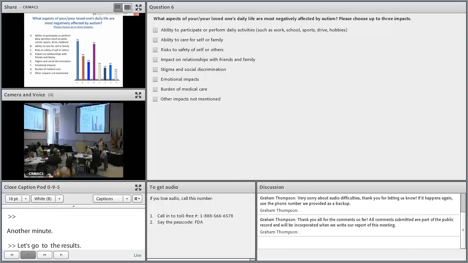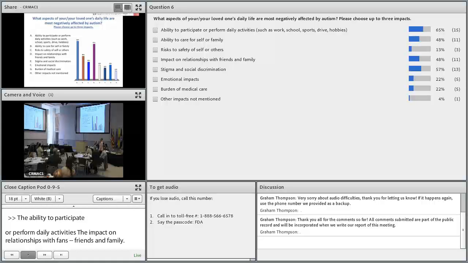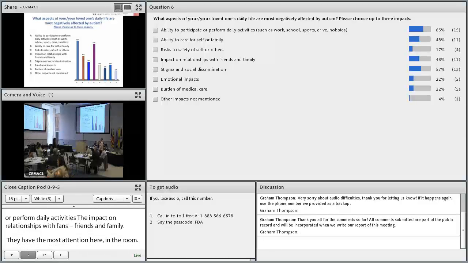Okay, so the ability to participate or perform daily activities such as work, school, sports, etc., and the impact on relationships with family and friends have the most attention here in the room, followed by ability to care for self or family, and then a range of other things. On the web?